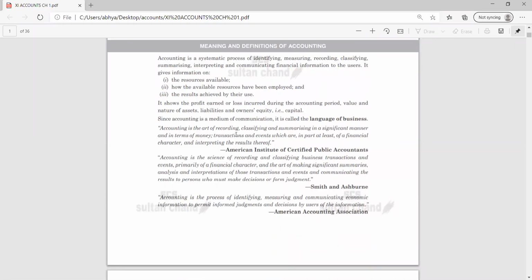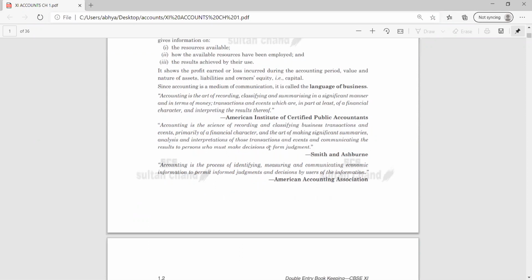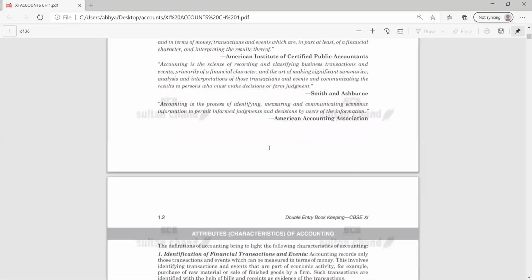Accounting is the art of recording, classifying and summarizing in a significant manner and in terms of money, transactions and events which are in part at least of a financial character and interpreting the results thereof. This is the complete definition, which involves all the steps of the process of accounting.